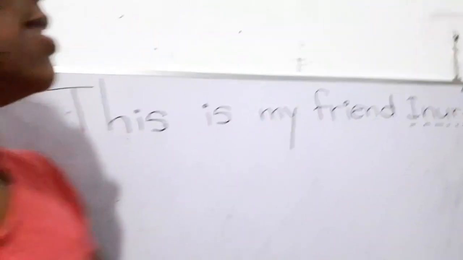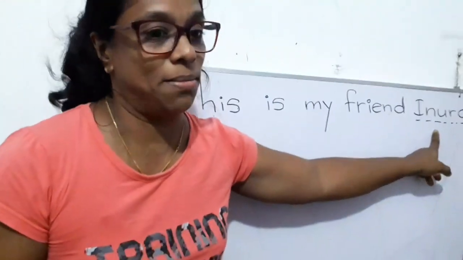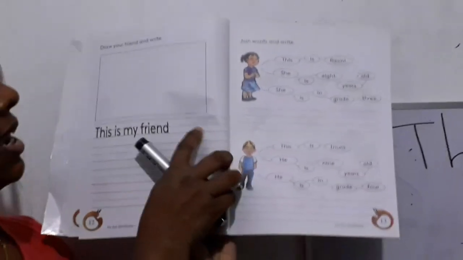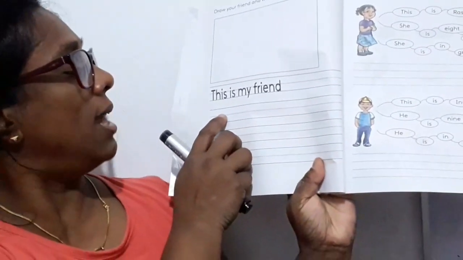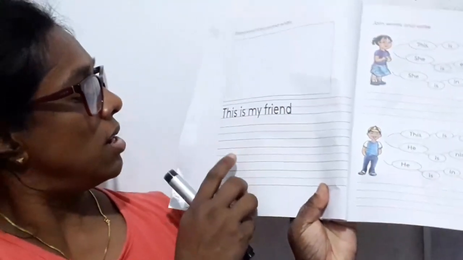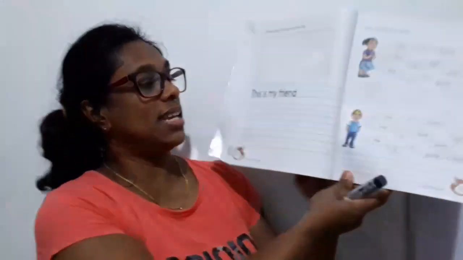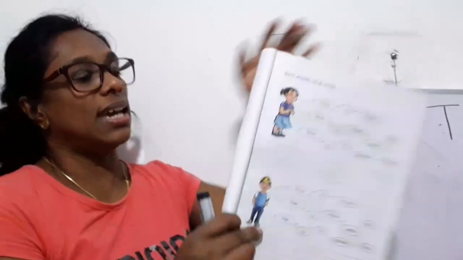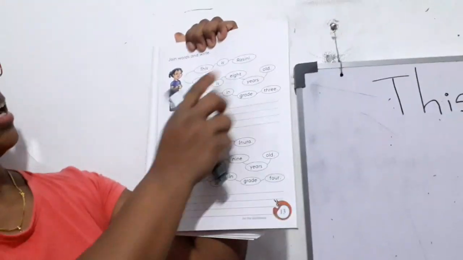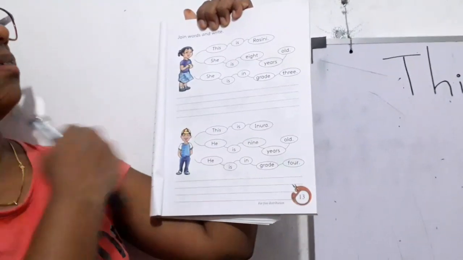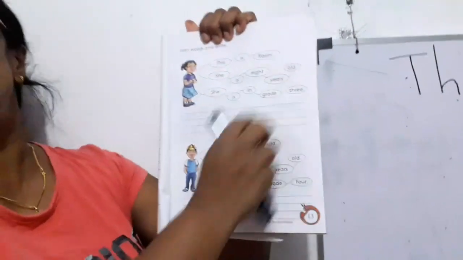You have to change this name. You must change this name and you must put your friend's name right here. This is my friend here. My friend is Inura. So I put here Inura. You must write the name of your friend and copy this sentence 3 times. Okay? Right. Here, you can see Rasini and Inura once again. You can see word chains also, no?